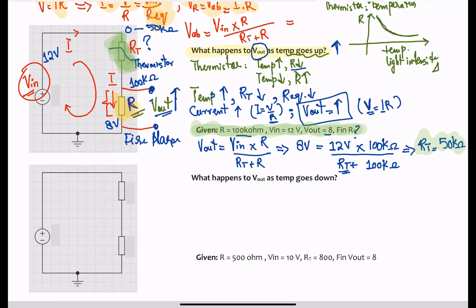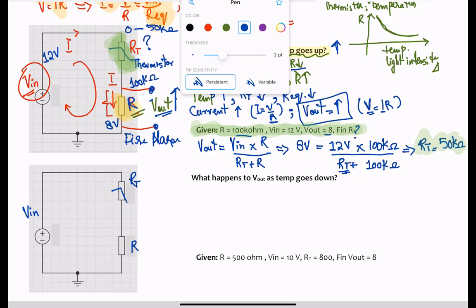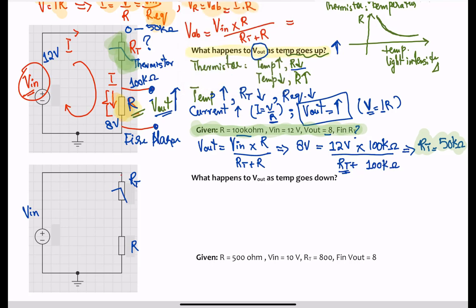Let's do another example. Again, we have V in over here. I have the thermistor, which I'm going to call RT, and then I have a resistance. This time around, I'm going to measure the V out across the thermistor. I'm going to say this is my V out. The scenario given is what happens to V out as the temperature goes down.